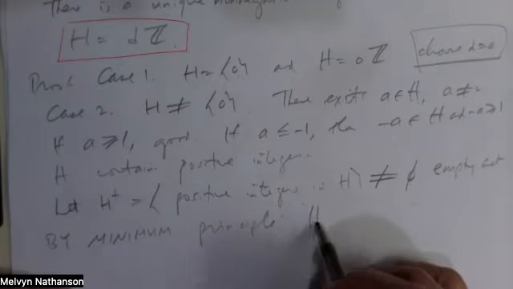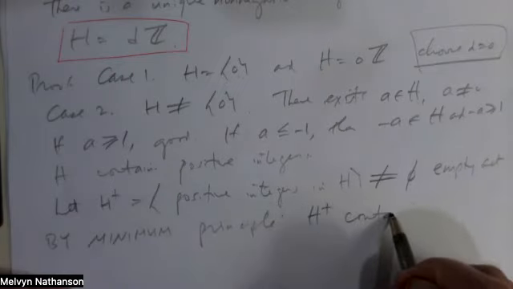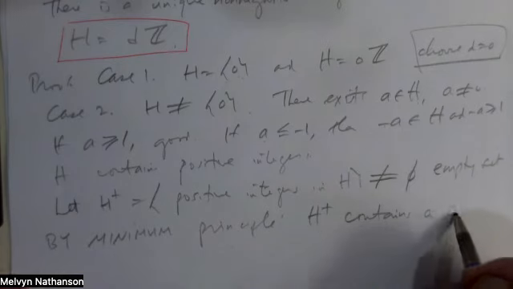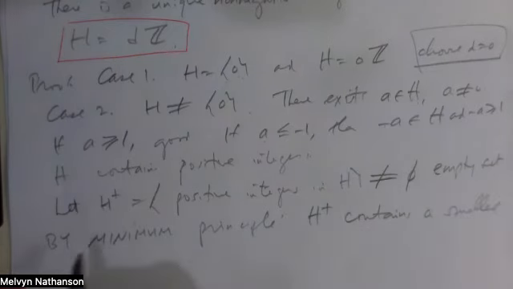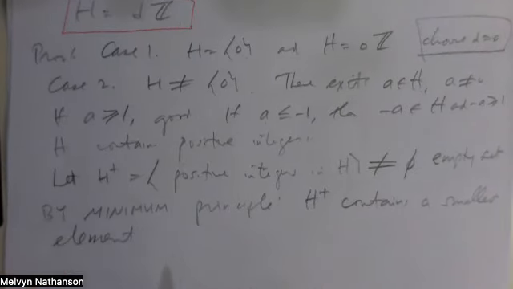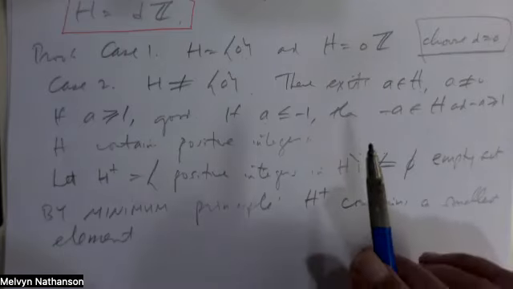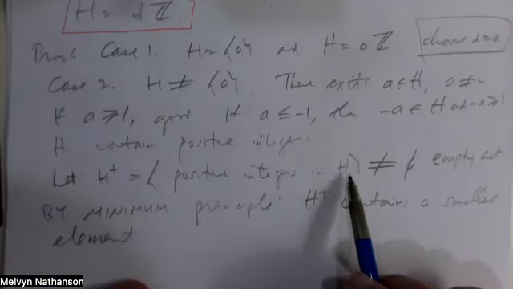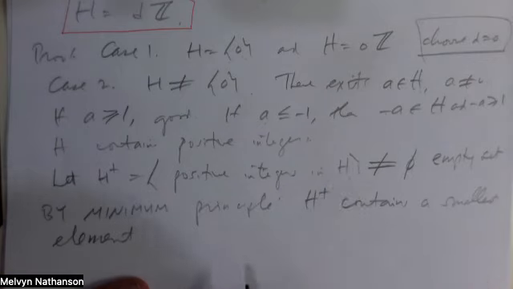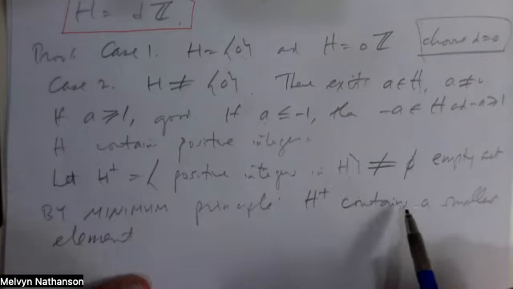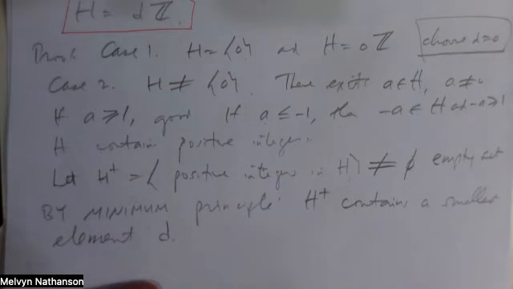The minimum principle says that H plus contains a smallest element. Right? The minimum principle says every non-empty set of positive integers contains the smallest element. This is a non-empty set of positive integers. It contains the smallest element. I'll call it D. So D is in H.